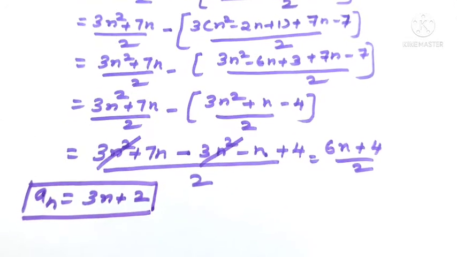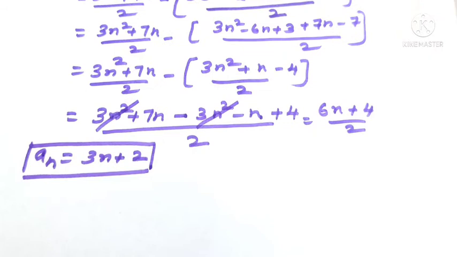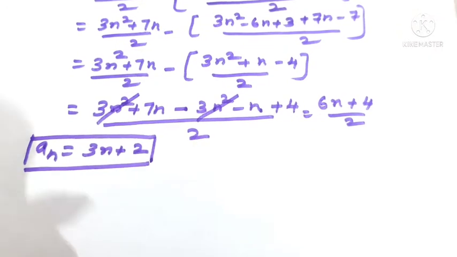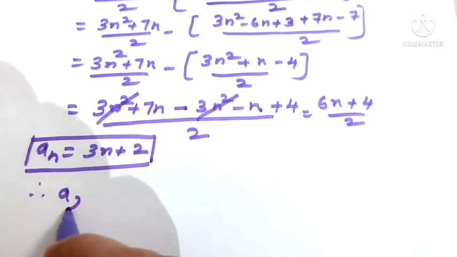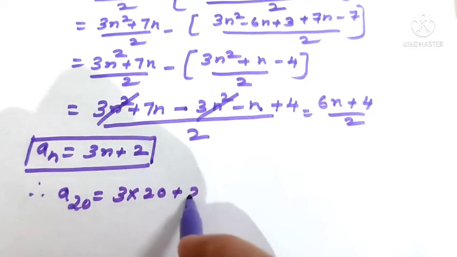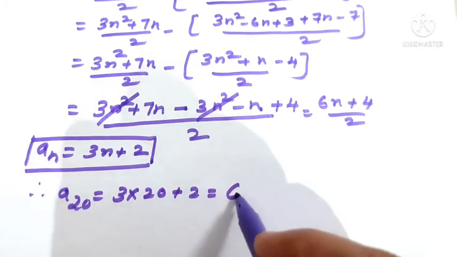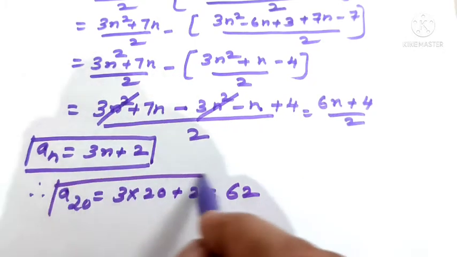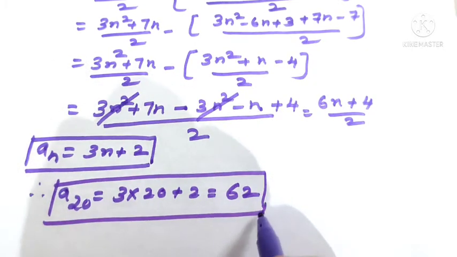Now what is the next term? 20th term is asked. Nth term is also asked, 20th term is also asked. Therefore A20 equal to 3 into 20 plus 2, that is equal to 60 plus 2, 62. These are the two questions asked.